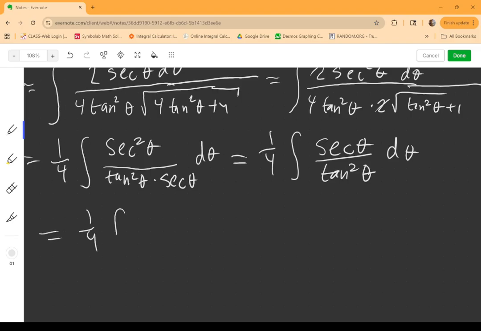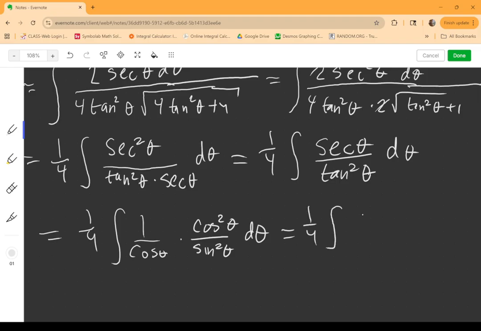If I do that, secant becomes 1 over cosine theta. And 1 over tangent squared is cotangent squared, which is cosine squared theta over sine squared theta. And then, of course, d theta. Then I'll reduce here. We have cosine of theta in the numerator over sine squared theta in the denominator, d theta.